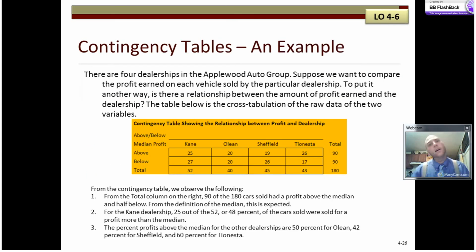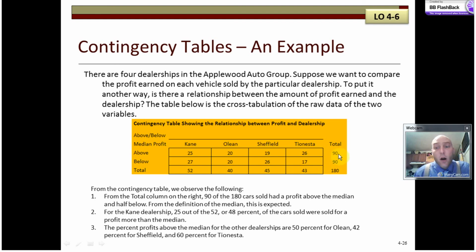From the Applewood data, we can look at whether or not these 4 different dealerships might be doing better at selling cars than other dealerships. What we've done here is taken a median split of the data. In other words, we're saying half of our sales were made for below the median and half of them were made for above the median. 90, 90. So it's a total of 180. And then for each of the 4 dealerships, we can see how many cars were sold for each of those dealers. Now, in these ends down here, just like the edge of your notebook, we call them the margins.